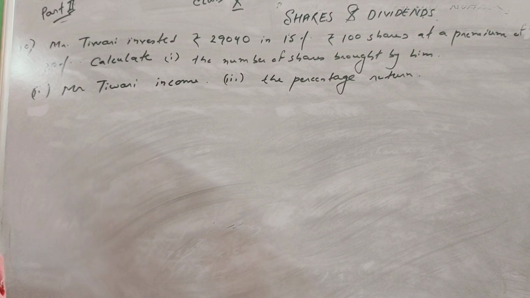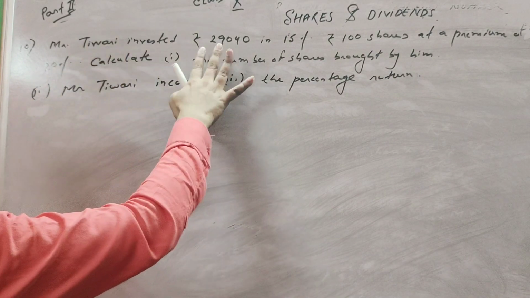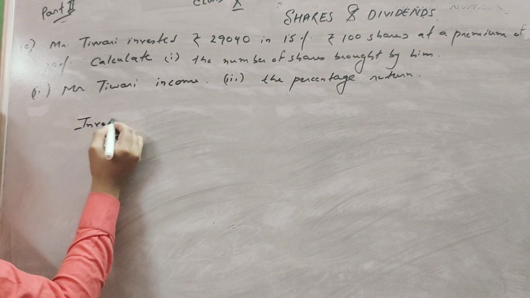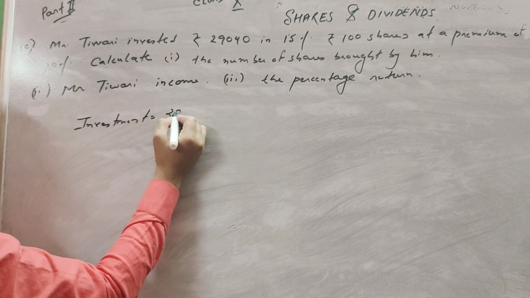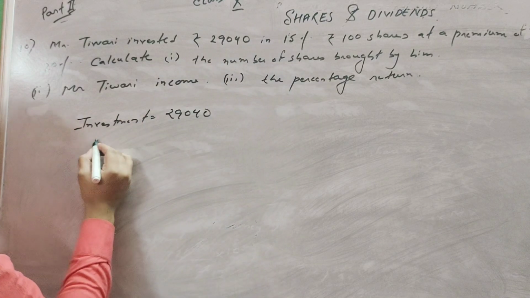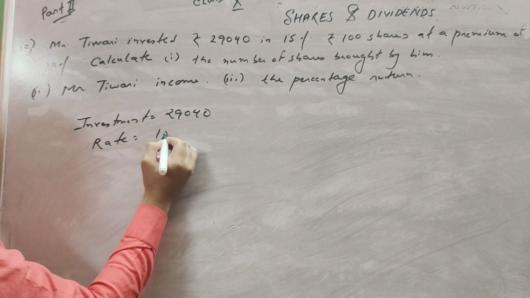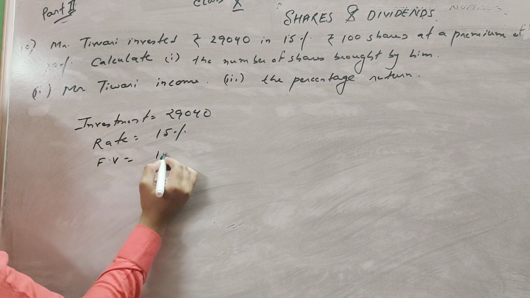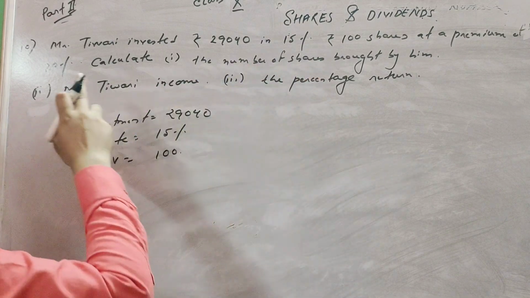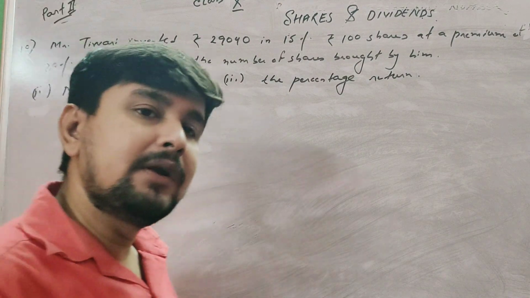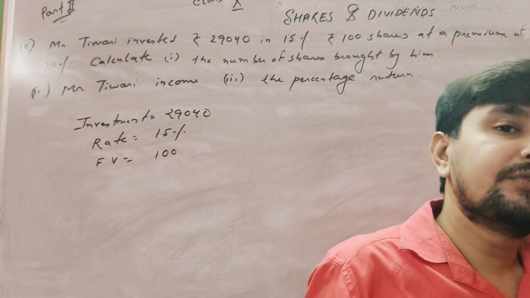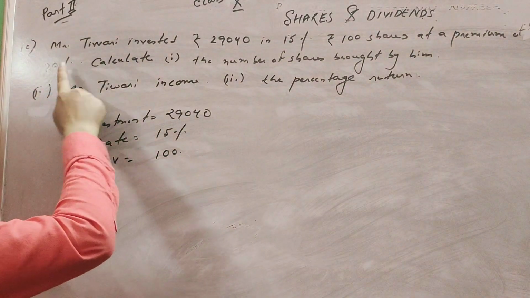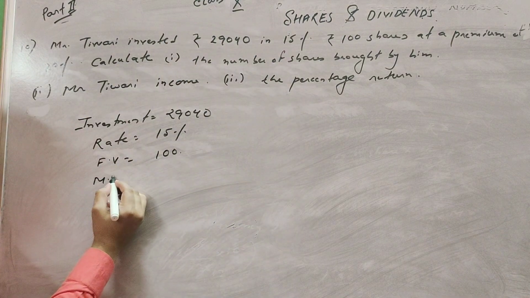Okay, so question number 10 is: Mr. Tiwari invested rupees 29040, that is, the investment is given, in 15%, the rate of dividend is also given, 15%, rupees 100 shares, that is, face value 100, at a premium of 20. What do you mean by premium? Again I repeat, when the market value is more than the face value it is called premium value.